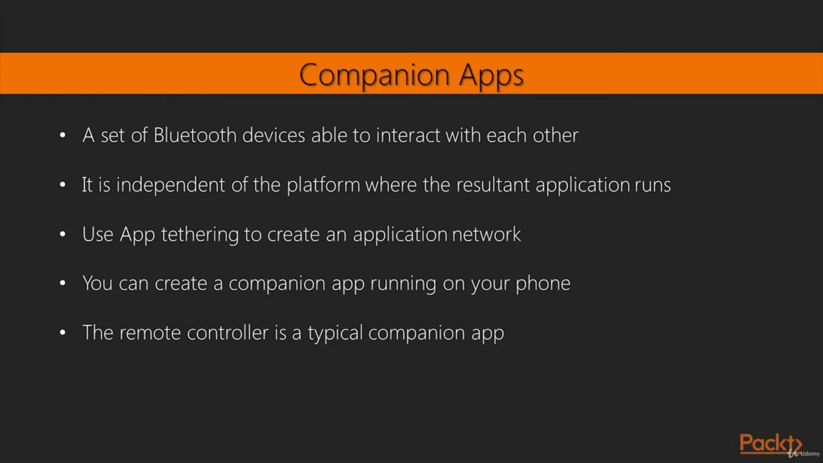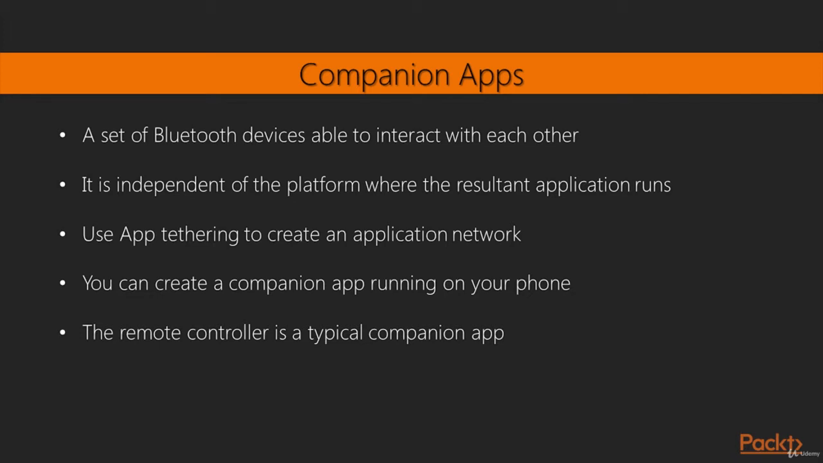You can use app tethering to create an application network able to make your applications more usable. App tethering is designed to develop so-called companion apps. What's a companion app? Well, a companion app is an app designed to make another application more usable. Let's say you developed a media center running on an Android TV or on a PC. You can play videos and music, but how can you control the player while you're on the sofa? You need a remote controller.